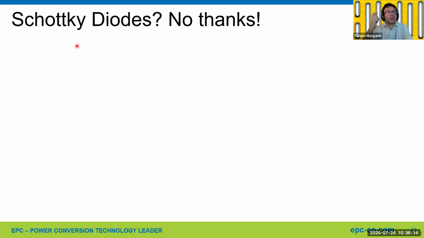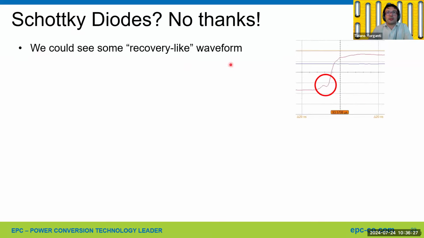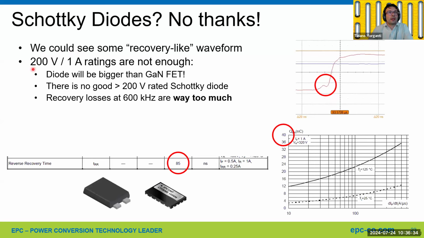So we did some experiments to answer this question: are Schottky diodes any good? No, that is our conclusion. Let's see why. We could see some recovery in the waveform, and we had to use low-rated Schottky diodes, 200 volt. There is no good Schottky diode above 200 volts. We also had to use a 1 amp rating for the diode because of the small size. If you need higher current rated diodes, they will be bigger than the GaN FETs.